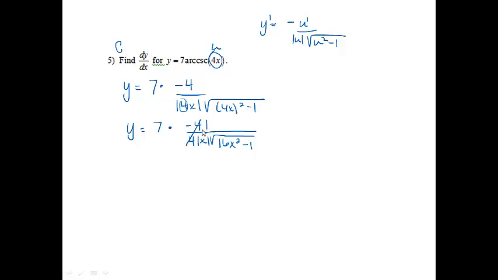And I'm going to turn that into negative 1, and then I'm going to put a 1 underneath the 7 and multiply across. So my final answer, this is y prime for each of these, y prime will equal negative 7 over the absolute value of x times the square root of 16x squared minus 1. And that would be my derivative.